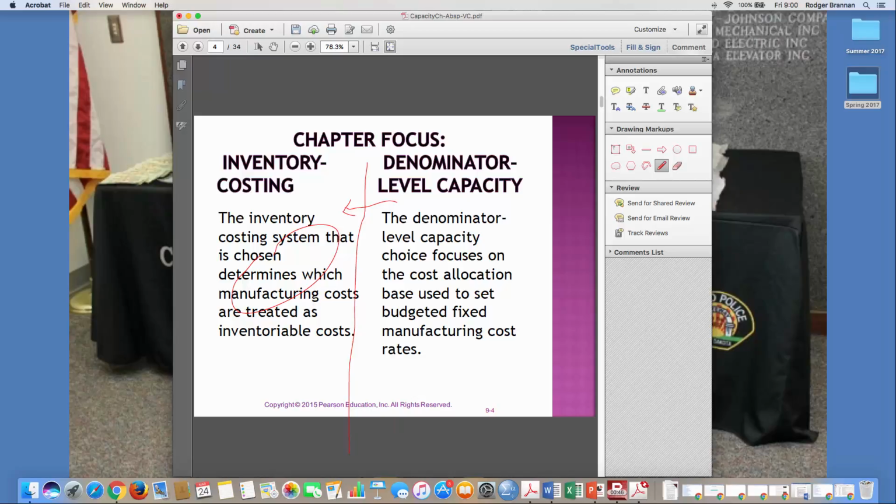The other issue in the chapter, which is sort of independent, but as I said, the denominator level of capacity, and that is how much of the fixed manufacturing overhead goes into each item that I produce, does have an impact on it. But the choice of capacity, the choice of that denominator, is independent of the cost. And that leads into some other major management decisions that have to be made.